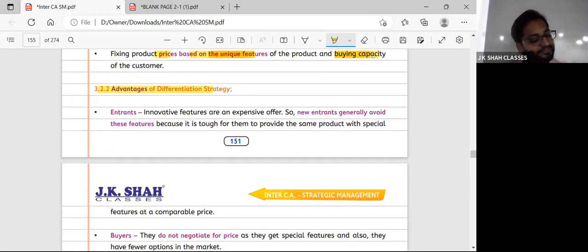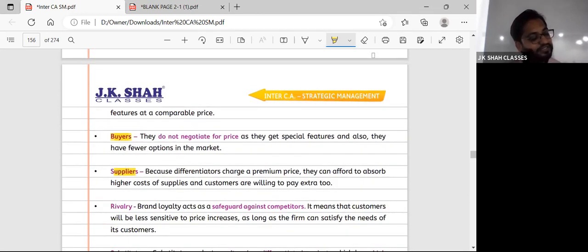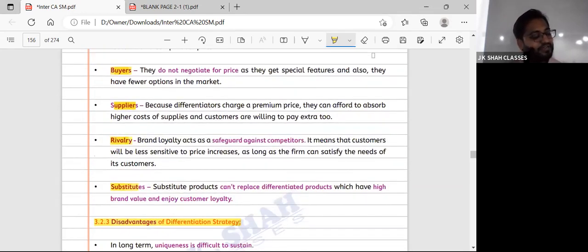Okay. Entrant, buyer, supplier, rivalry, substitute. How many points? 5 points. If I'm not writing, it is getting over very quickly. I like this.